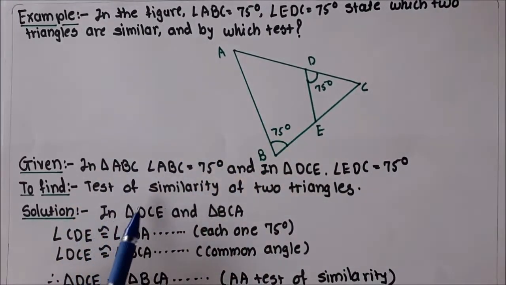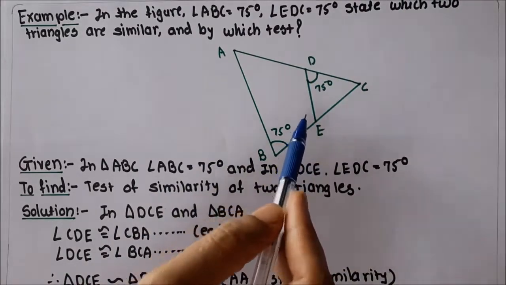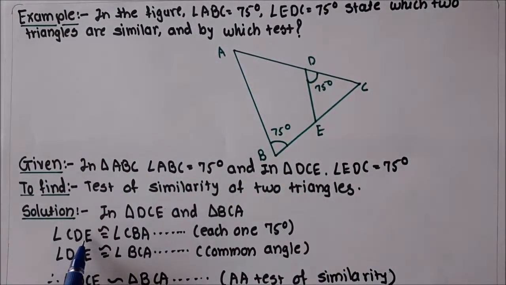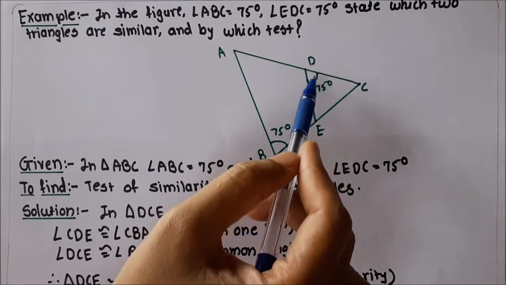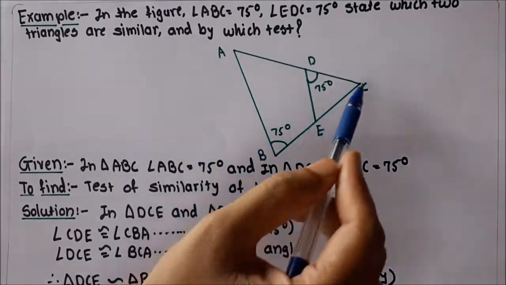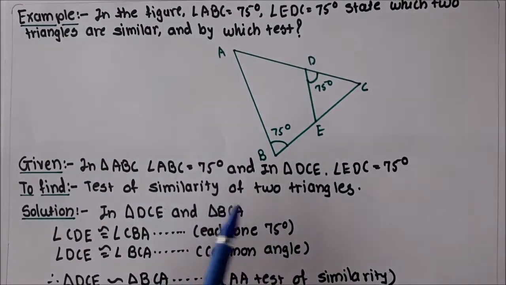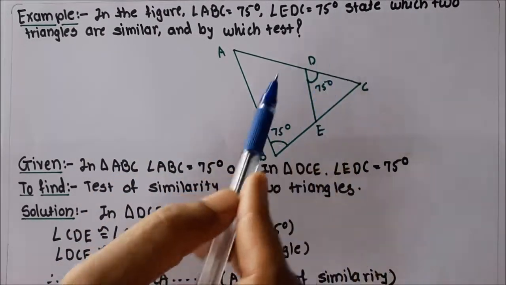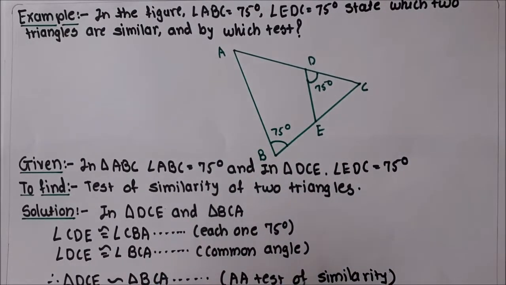So consider triangle DCE and triangle BAC. In this, angle CDE is 75 degrees, which is equal to angle CBA. Then angle DCE is equal to angle BCA, because this is the common angle C, and because of this the AA test fits here. Therefore, triangle DCE is similar to triangle BCA by the AA test of similarity.